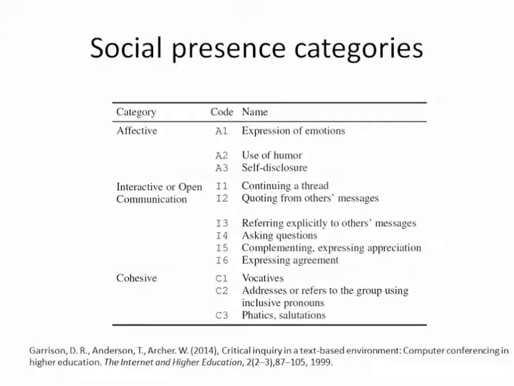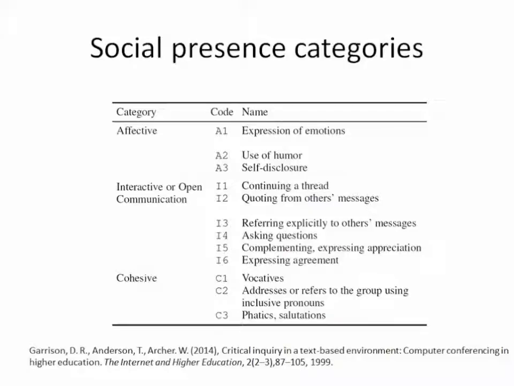For affective messages, we can identify that they are typically expressions of emotions, sense of self-disclosure, and being able to present some personal information, or the use of humor. On the other hand, interactive or open communication is more related to sense of learning, or the tasks that are pertaining to certain activities that are of relevance for the community. In that sense, students may continue different discussion threads, quote each other's messages, refer explicitly to other messages, ask questions, compliment others, or express agreement.